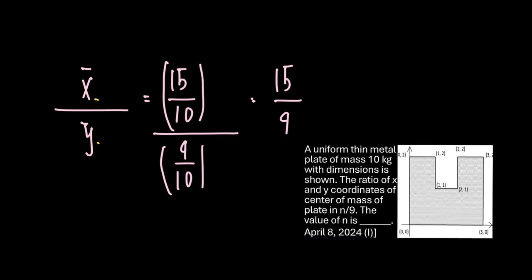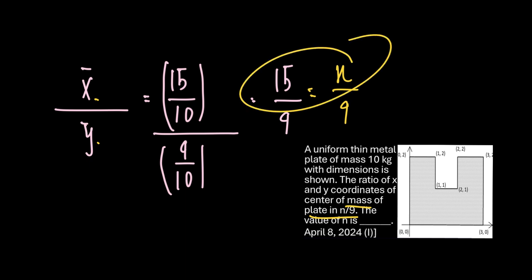So the ratio of x bar and y bar becomes 15 by 10 by 9 by 10, which is equal to 15 by 9. And if you read the question, what we've been asked to find is that the center of mass coordinate is given as n by 9, and therefore the value of n should be equal to 15.